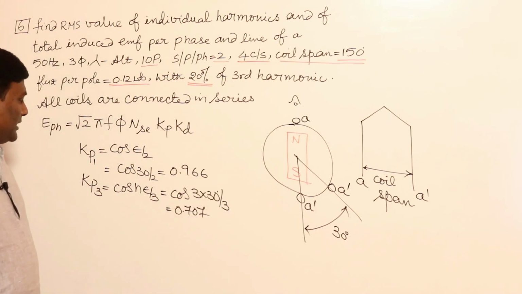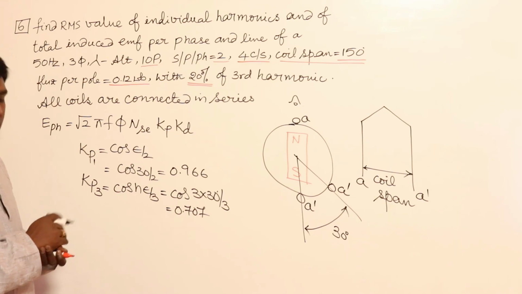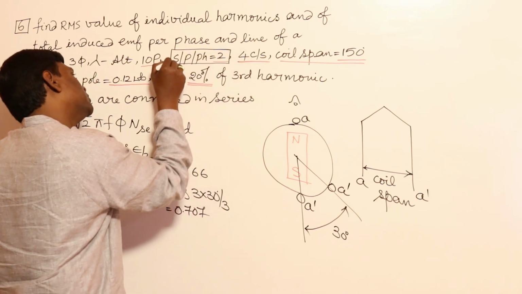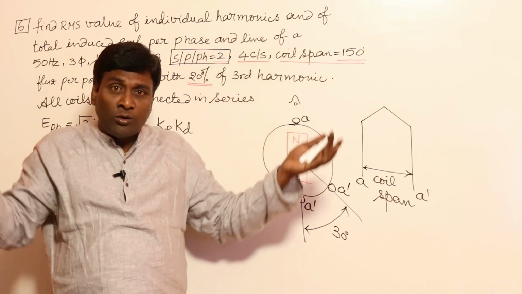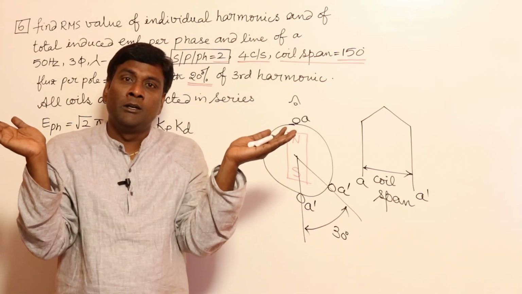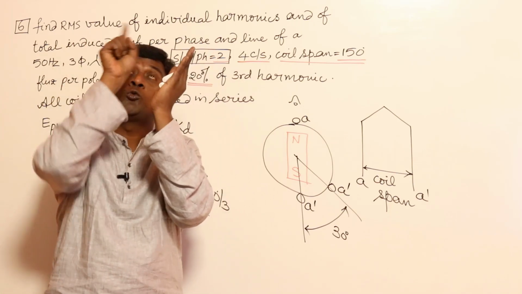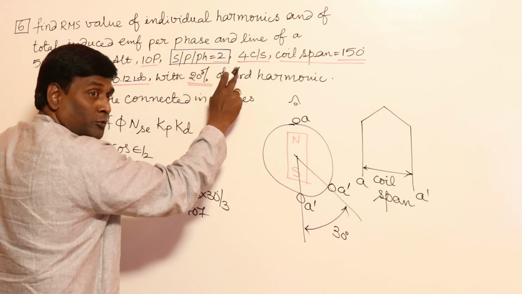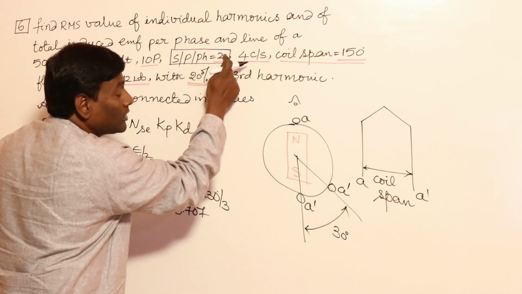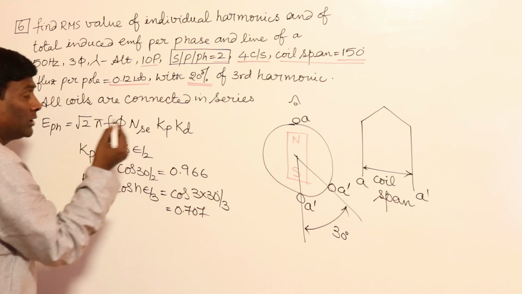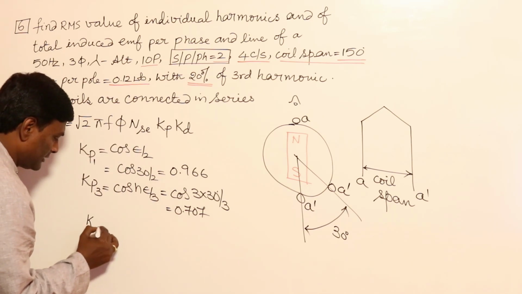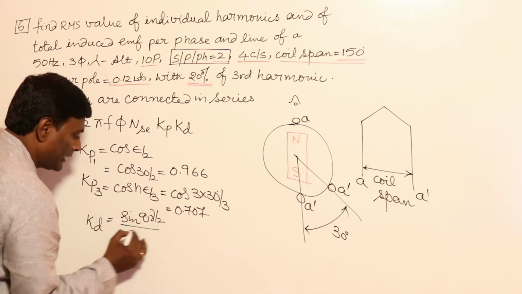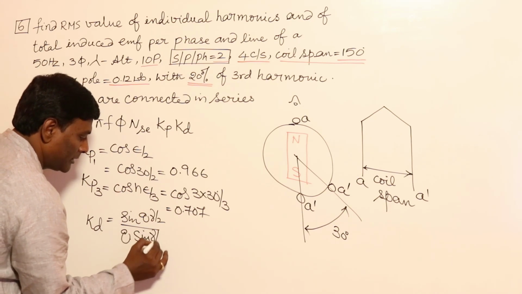Keep it aside. Now let us think of the calculation of the distribution factor. Now should I calculate the distribution factor or not? Yes, because slots per pole per phase is 2. What does it mean? Out of the complete slots, per pole per phase, we have 2 slots to distribute the winding. So per pole per phase, 2 slots are available for the distribution of the winding. So we have to calculate the distribution factor. Now what is the distribution factor? Distribution factor equals sin(qγ/2) divided by q sin(γ/2).